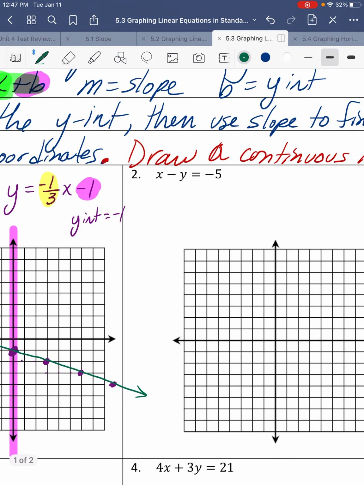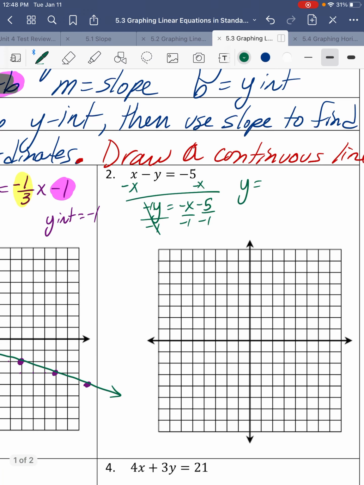All right, let's go with number 2. So the first thing you need to do is get the y by itself. So we should be subtracting x. It's a negative y that comes down, negative x minus 5. It's a -1 times y, so we divide by -1 on every term. Anytime you multiply or divide, you have to multiply or divide every term by whatever the number is. We have a negative x divided by -1. That's like a -1 divided by -1, which is a positive 1. And then -5 divided by -1 is a positive 5.